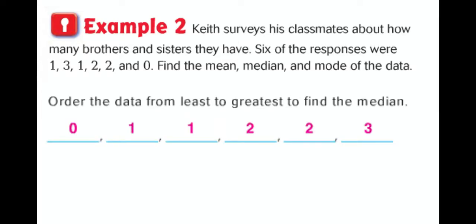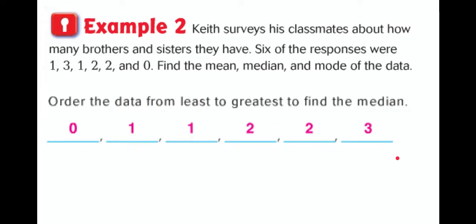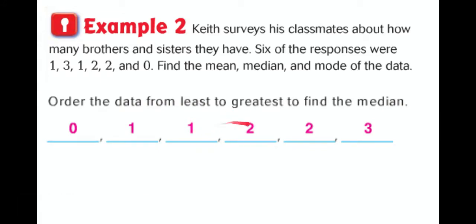Here is the correct order. Remember, there were 6 responses, and if you see here, 1, 2, 3, 4, 5, 6, I have 6 numbers, so I know I didn't miss any. Now I got to find the middle. Now 6 is an even number, so my middle is right here. It's this 1 and this 2 are the closest I can get to one number being in the middle.